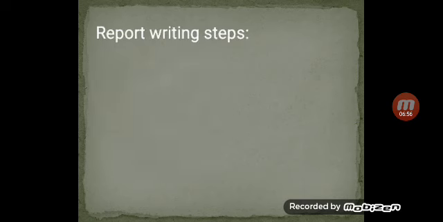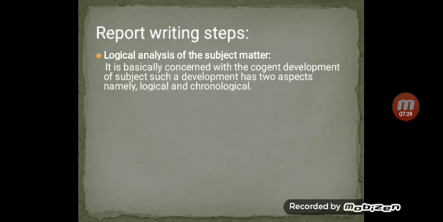Next is report writing steps. What are the steps to be taken in writing the report? There are several steps to be conducted while writing a report. The first one is logical analysis of the subject matter. What is logical analysis of subject matter? It is basically concerned with the cognitive development of the subject. Such a development has two aspects, namely logical and chronological.